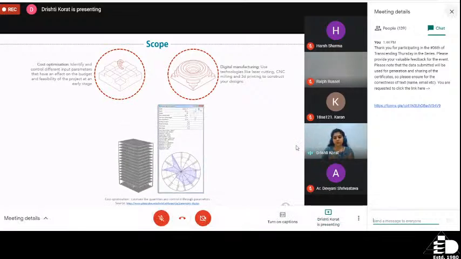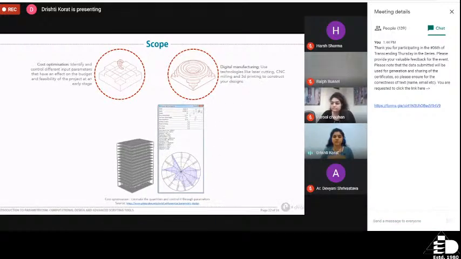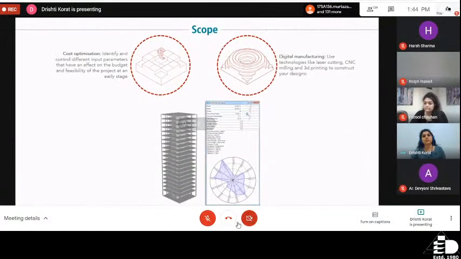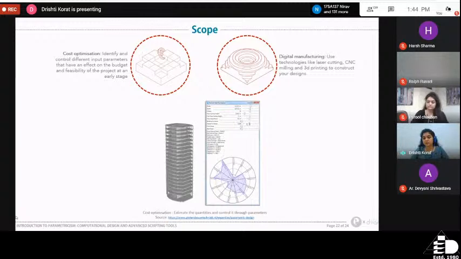So these are the kind of informed decisions that you could probably make. And when we talk about digital manufacturing, we saw some examples of, say, laser cutting and CNC milling, and all of these technologies that we today probably use to make our models, or they're used to make jalis in the real world, I mean in real projects.